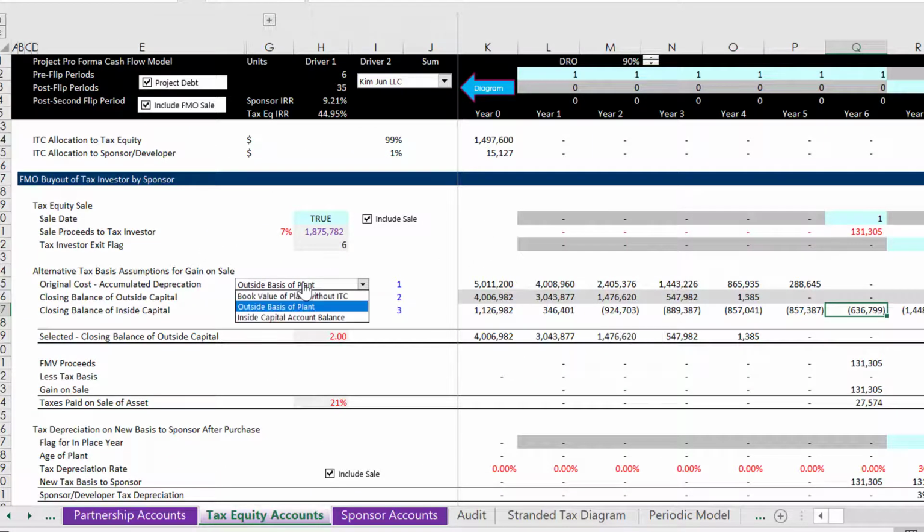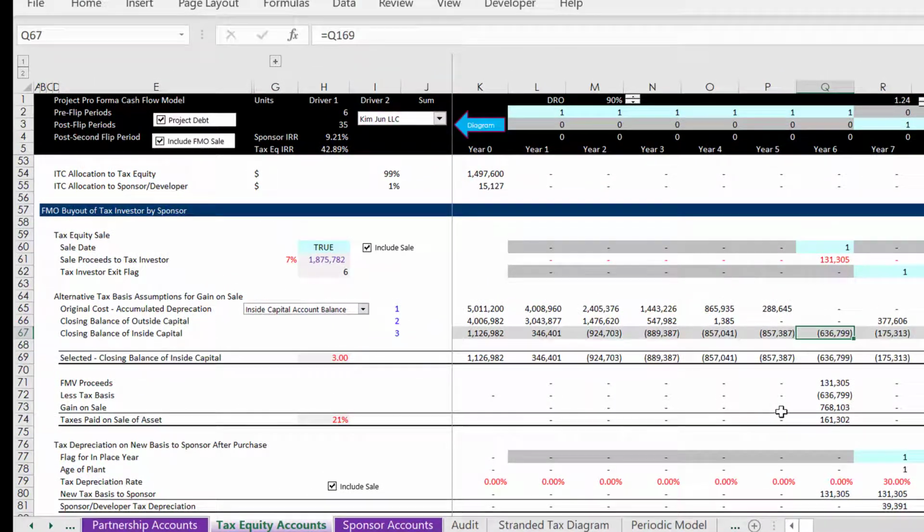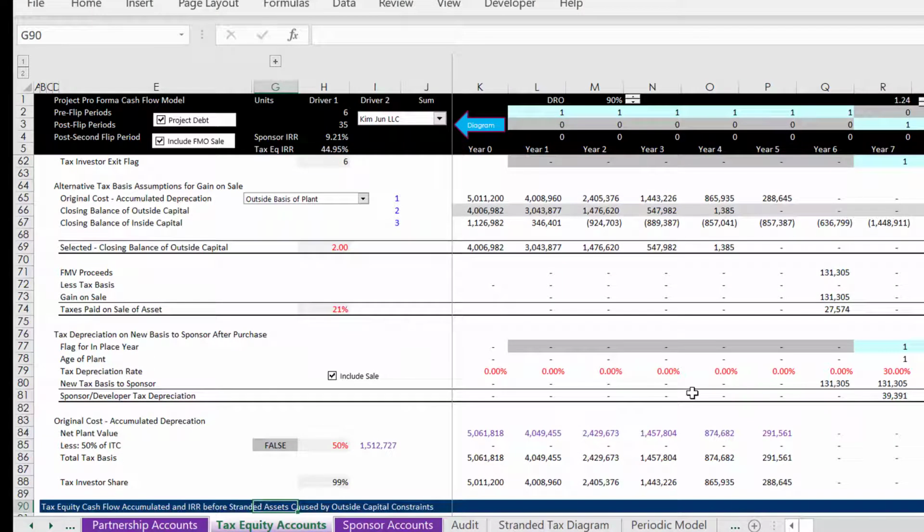If we would use the inside basis, and I'm sorry to be so obsessed with that, then the gain on the sale and the taxes are a lot higher, and that affects the IRR, of course, to the tax investor. Now I'm going to leave this one, because that one does make the most sense, and a tax accountant told me that that's the way to do it, so I'm going to leave it.